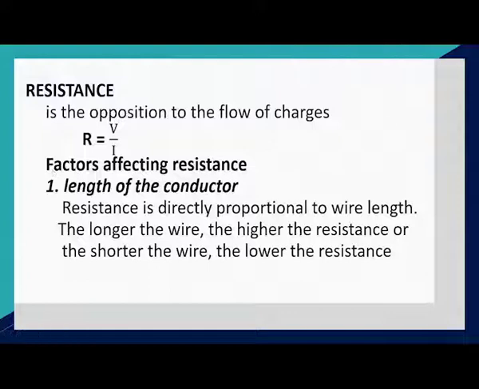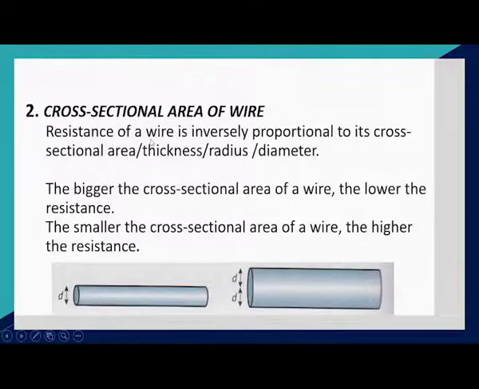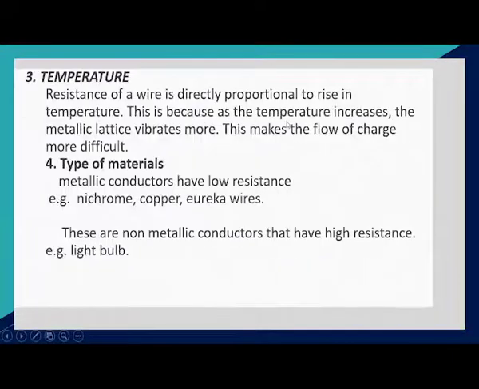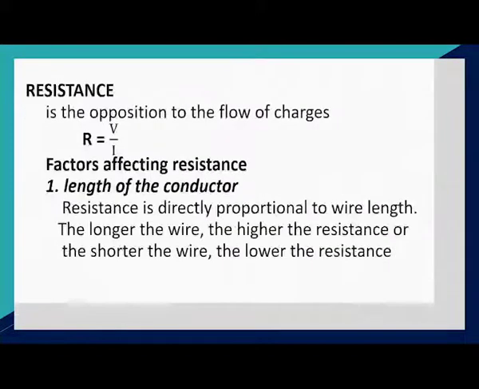Factors that affect resistance. What are the factors affecting resistance? The first one is the length of the conductor. The second one, we have cross-sectional area of the wire, which is also known as diameter. We have temperature, and we have type of material. Those are the factors that affect the resistance of the conductor. And we should be able to describe or explain how each of these factors affect the resistance of the conductor.